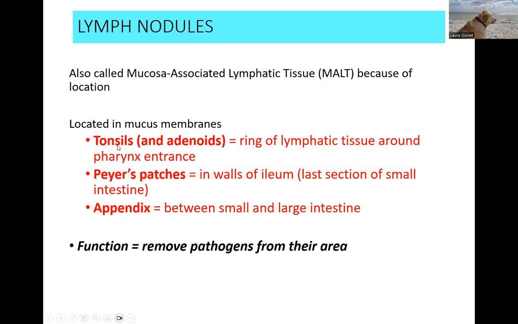So all these areas, either the tonsils that are found in the pharynx, which is the upper part of the throat, at the base of and around the tongue, the Peyer's patches found in the ileum, the appendix found between the small intestine and large intestine, they help monitor for infection. They help remove pathogens from the area, kind of capture it, and then stimulate your immune system.